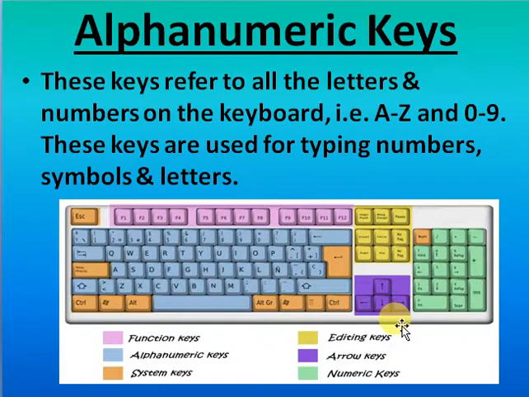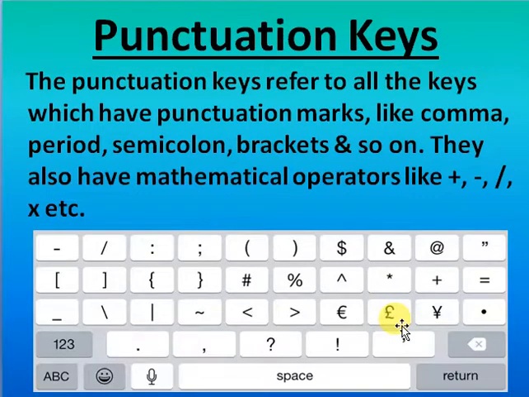Now coming to the first type of key, that is the alphanumeric key. These keys refer to all the letters and the numbers on the keyboard, for example A to Z and 0 to 9. These keys are used for typing numbers, symbols and letters. As you can see in the image here, the letters A to Z and the numbers are known as the alphanumeric keys.